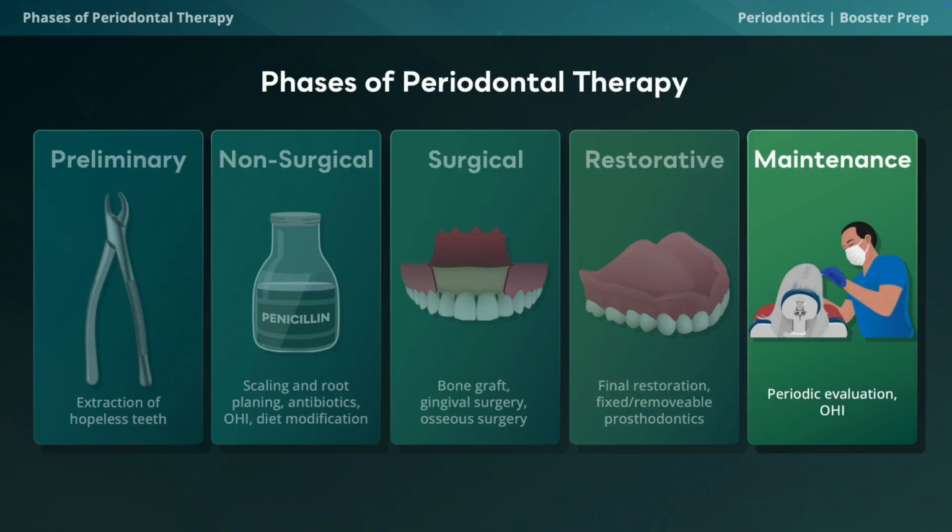The last phase is the maintenance phase, and this is so important in managing periodontal disease. This is probably the most important phase of periodontal therapy. This includes ongoing care like routine checkups, professional cleanings, and reinforcement of oral hygiene habits. It actually starts early on alongside the other phases, especially in the first year of diagnosis. The goal in this phase is to keep the patient periodontally stable long-term and help prevent relapse.